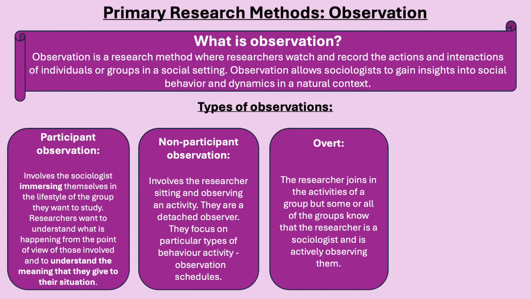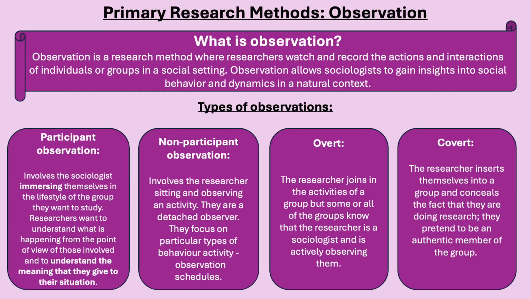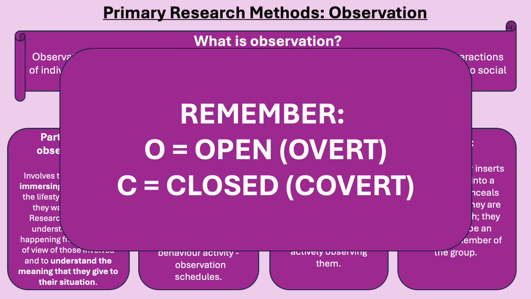Overt. The researcher joins in the activities of a group, but some or all of the group know that the researcher is a sociologist and is actively observing them. And then covert is where the researcher inserts themselves into a group and conceals the fact that they are doing research. They pretend to be an authentic member of the group. And a way I use to remember this is O, which is open for overt, so people are aware that they're being watched. And C is for closed, which is covert, where people don't know that they're being watched.